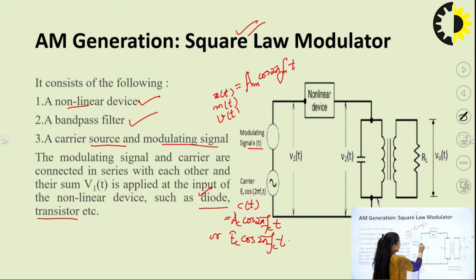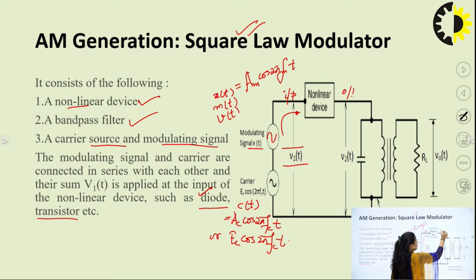So these could be two oscillators. You can set one at low frequency, that will be my message signal in the range of hertz, kilohertz, right? And this you set at megahertz frequency. The combined output, which we are representing by V1t here, goes to the non-linear device as input. And what we get as output is represented here as V2t.